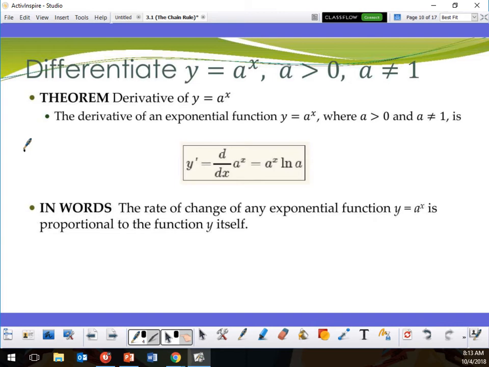All right, so we're going to take the derivative of this. So the derivative of a to the x is going to be a to the x ln a, where a could be whatever value. All right?